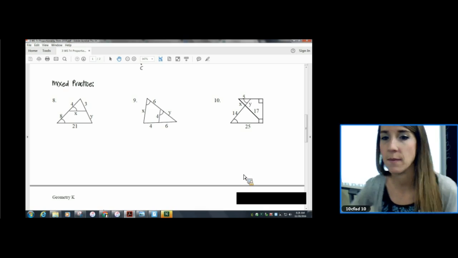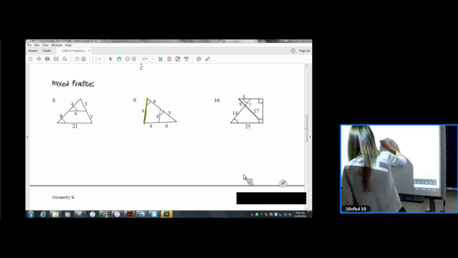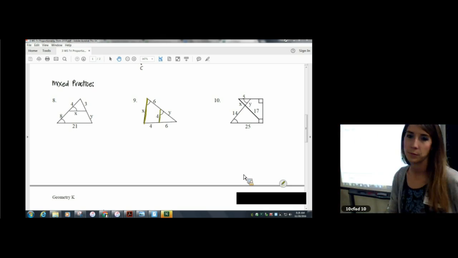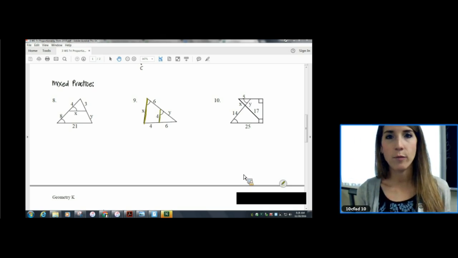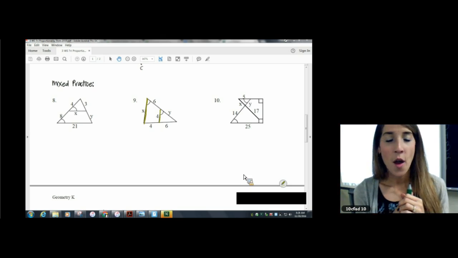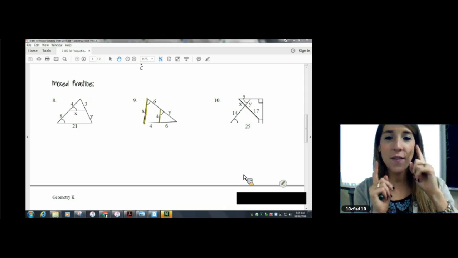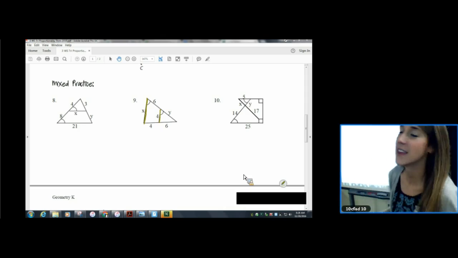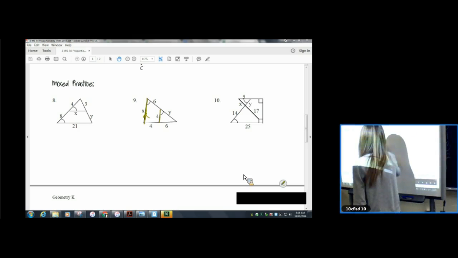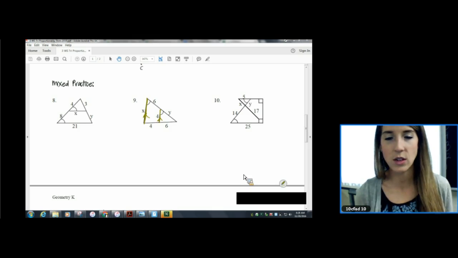Let's look at number 9. In number 9, are these segments parallel? Yes or no? Are the segments parallel? By the converse of the corresponding angle theorem, they are. If two corresponding angles are congruent, then our lines are parallel. And a lot of students just assume they're parallel, and that's fine. That's not really what this unit is about.